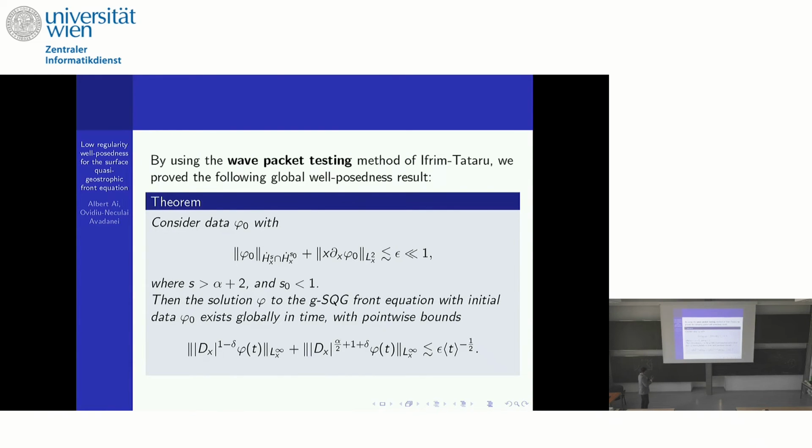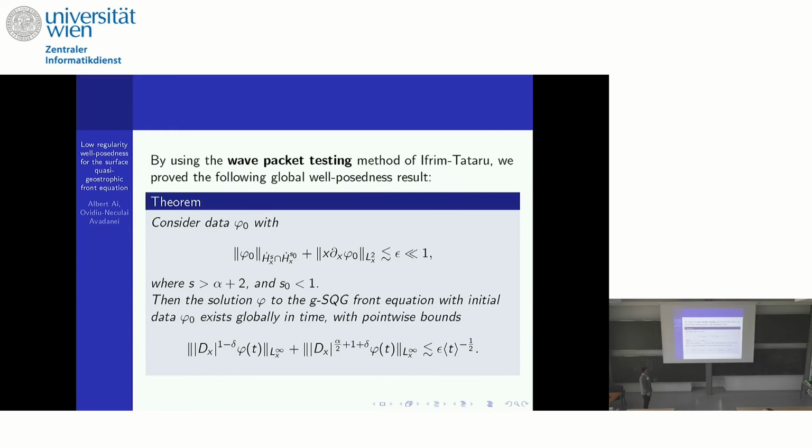Okay. For our global well-posedness result, by using the wave packet testing of Ifrim-Tataru, we proved the following. If phi 0 is some initial data with the property that its H dot S intersected with H dot S0 norm plus the L2 norm of X partial X of phi 0 is small enough, where this time the constraints are S greater than alpha plus 2 and S0 less than 1, the solution phi, whose existence is guaranteed by the local well-posedness result, is actually global.